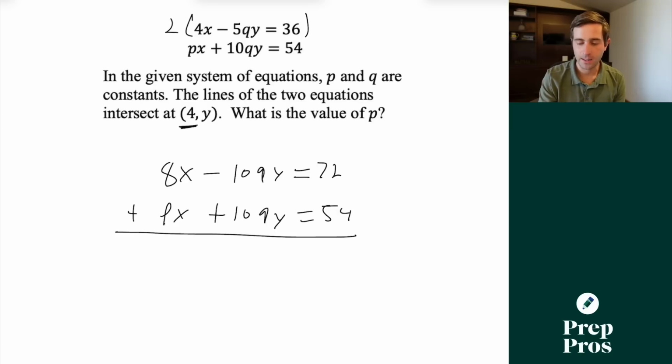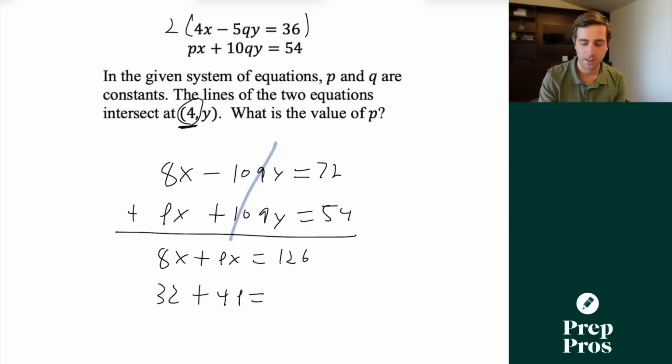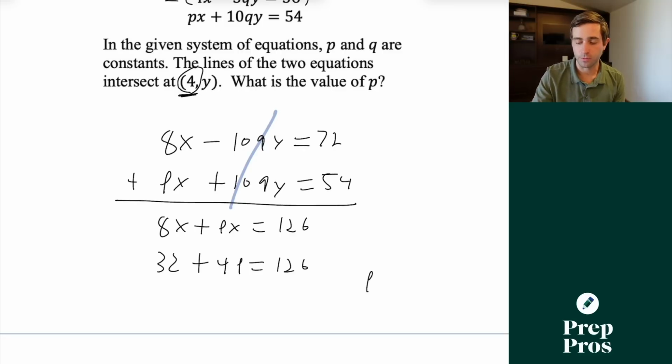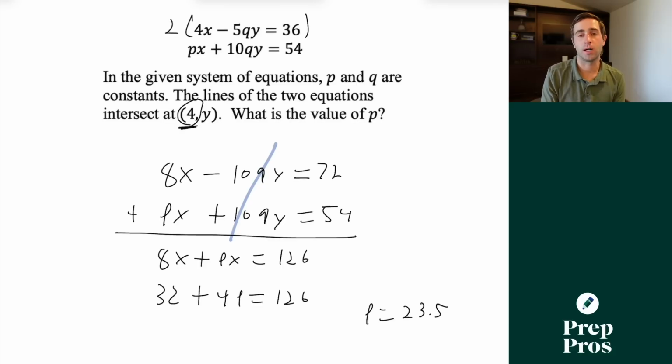Now we can add these two expressions together, which is going to clear out the qy's. We now have 8x plus px is equal to 126. And now we can plug 4 in for x. This is going to give us 32 plus 4p is equal to 126. And from there, we can solve through to see that p is going to be equal to 23.5. And this is the core concept you want to watch out for if you see this variety of question on test day.